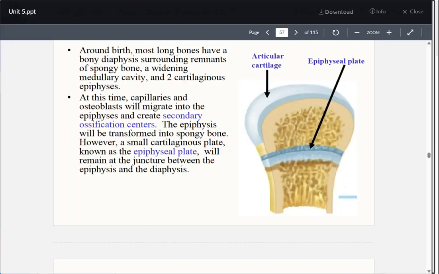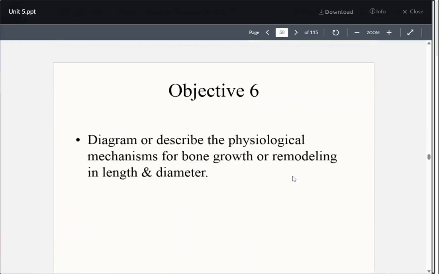However, there will always remain a small cartilaginous plate until you're done your growth spurt, and this is called the epiphyseal plate. It will remain a juncture between the epiphyses and the diaphysis, and this is where we will get our expansion of the diaphysis. This is the guy that will remain cartilage and try and outpace the ossification process. This is where we get our growth spurt. And that's the basics of the creation of bone.